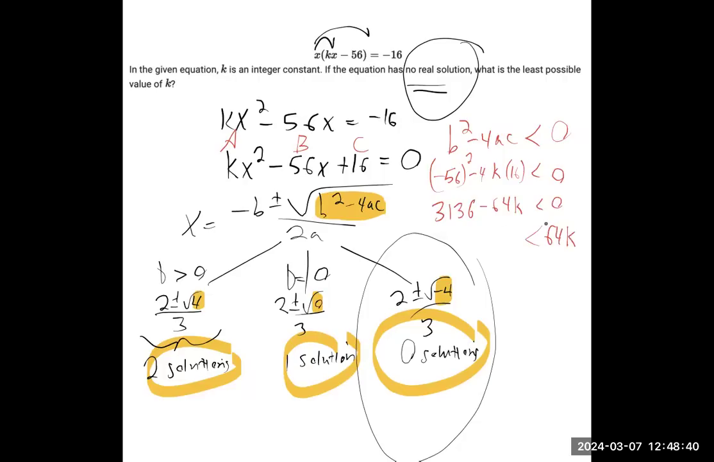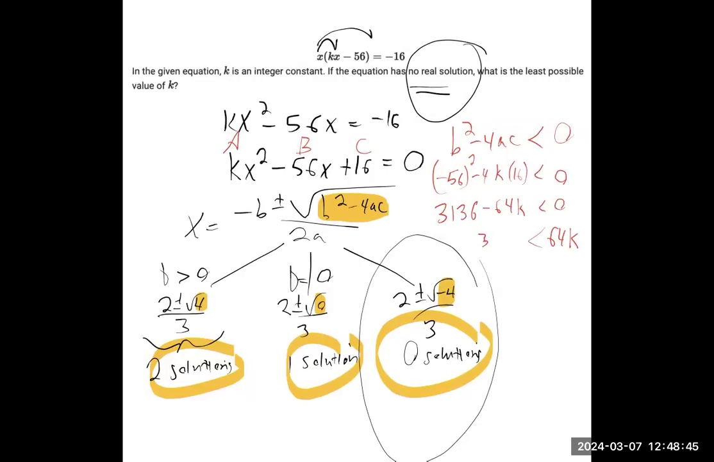64k can be moved over, so you have 3,136 is less than 64k. Divide both sides by 64. You have k greater than 49. Flip it around so you can see it better. K is greater than 49.